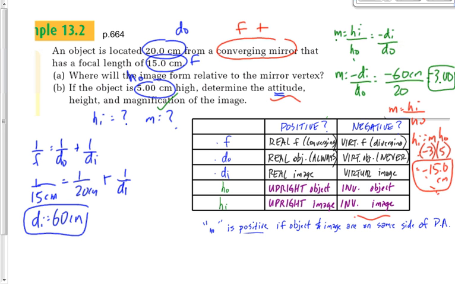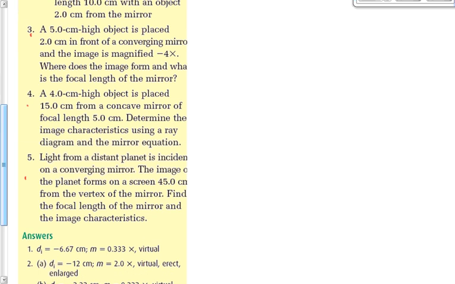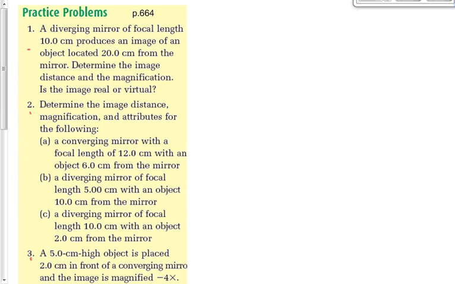All right. Questions to go with this, page 664. I'm going to ask you to do questions 1, 2, 3, 4 and 5. We never see 5 practice problems, hey? This must be important. This is homework. And as I said, if you finish this up early, have a look at the next worksheet, which is also going to be homework for Monday.